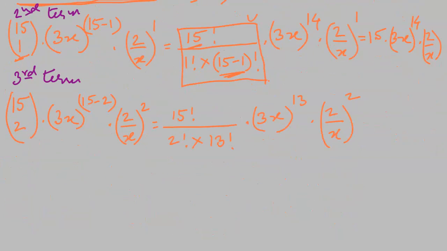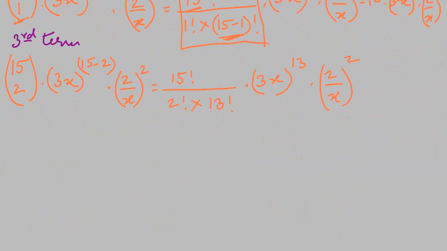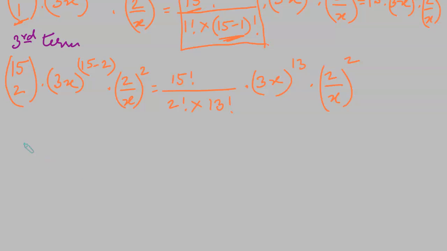So now we come again to this part. We come to the second last term first of all, and then we move on to the last term. So for the second last term, the r value is equal to n minus 1, times 3x to the power of n minus 1.